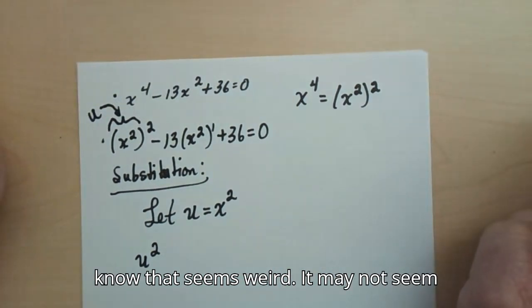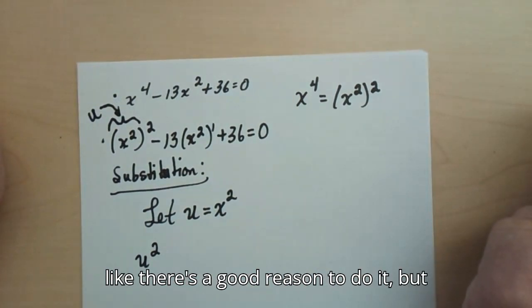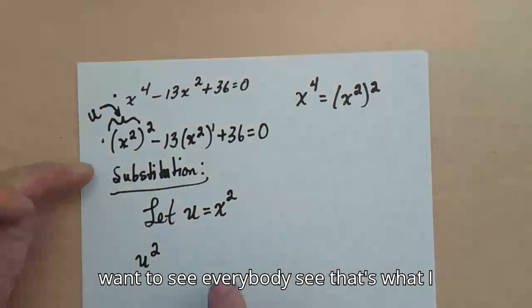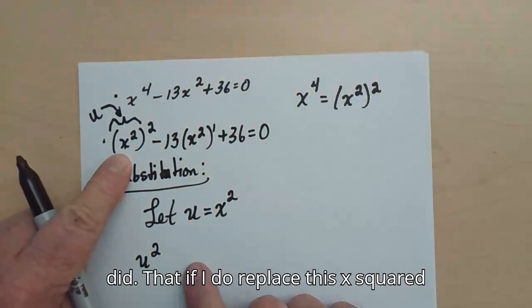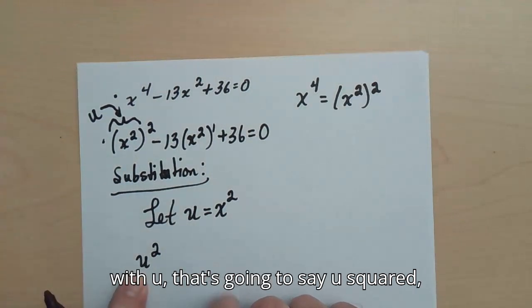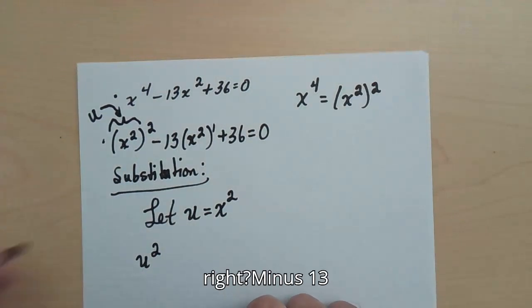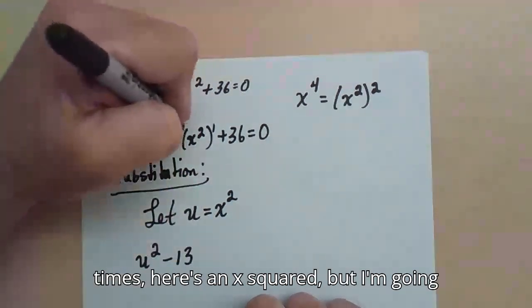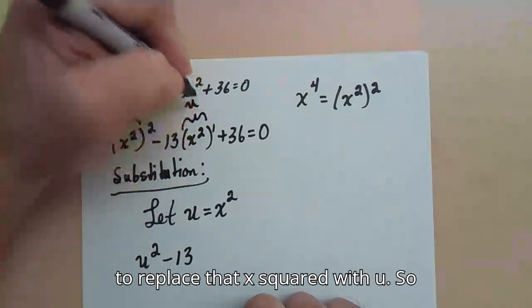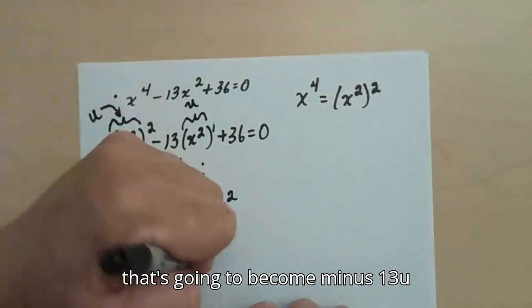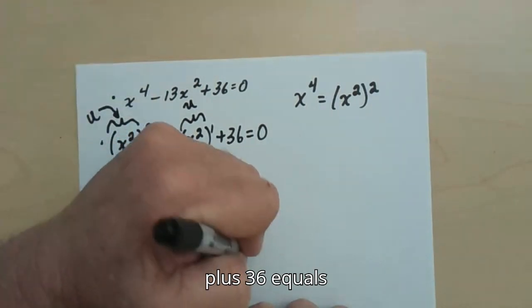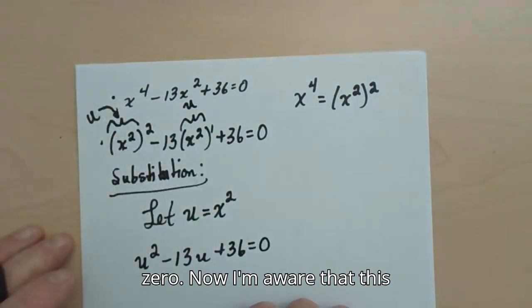I know that seems weird. It may not seem like there's a good reason to do it, but trust me for now. I want everybody to see that's what I did. If I do replace this x squared with u, that's going to say u squared, right? Minus 13 times, here's an x squared, but I'm going to replace that x squared with u. So that's going to become minus 13u plus 36 equals 0.